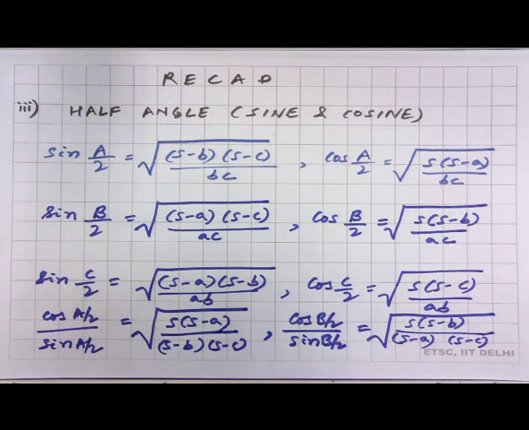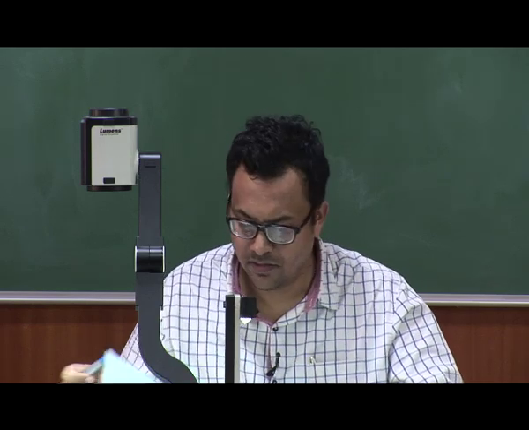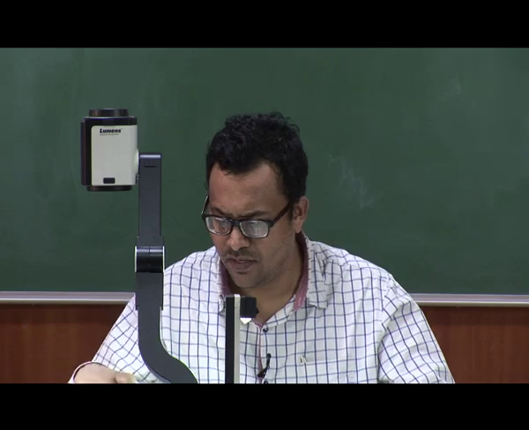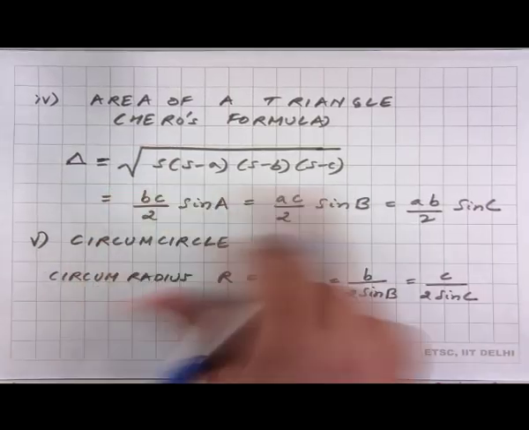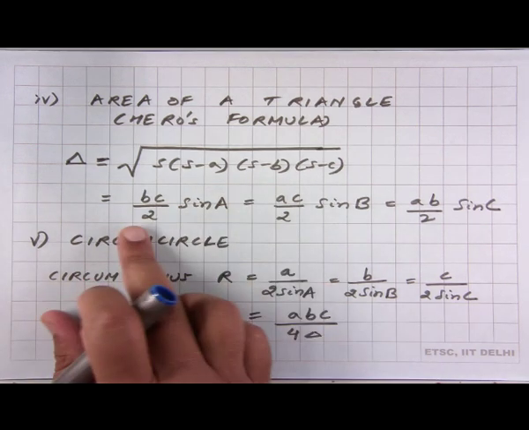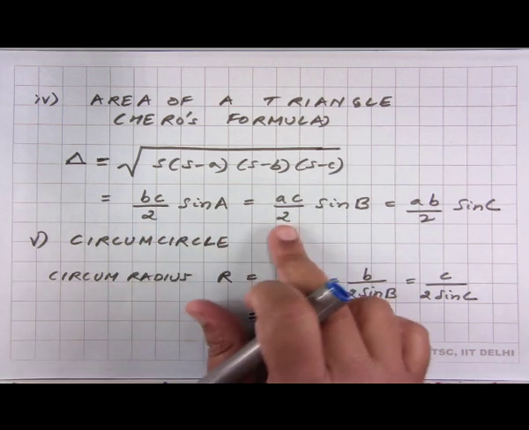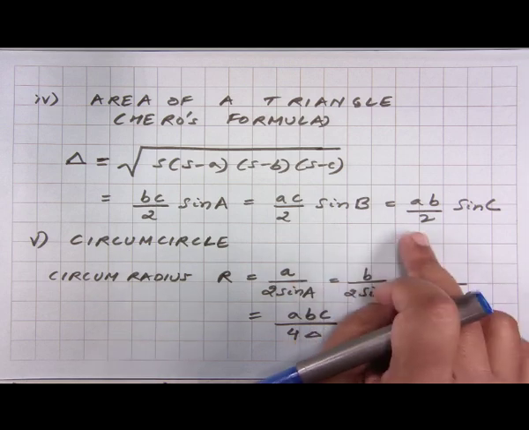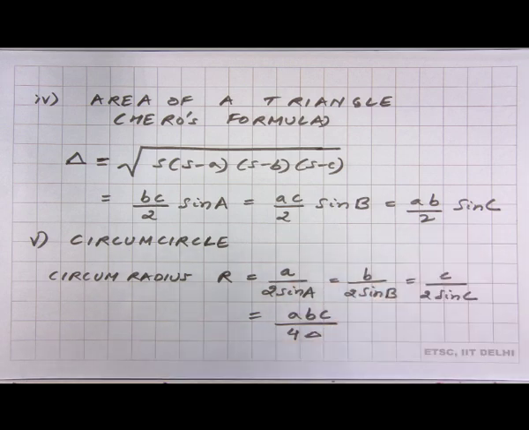We had also derived the formulas for the sine and cosine of the half angles of the triangle in terms of the lengths of the sides and of course the semi-perimeter S. We will also be using the formula for the area of the triangle, which is given by the square root of S times S minus A into S minus B into S minus C, and this of course is equal to BC by 2 sin A is equal to AC by 2 sin B, and that is equal to AB by 2 times sin C.